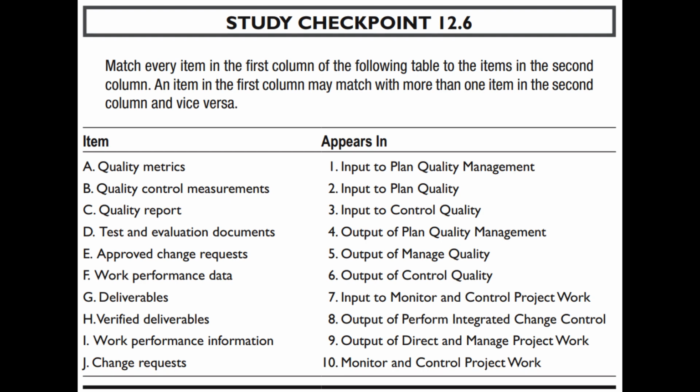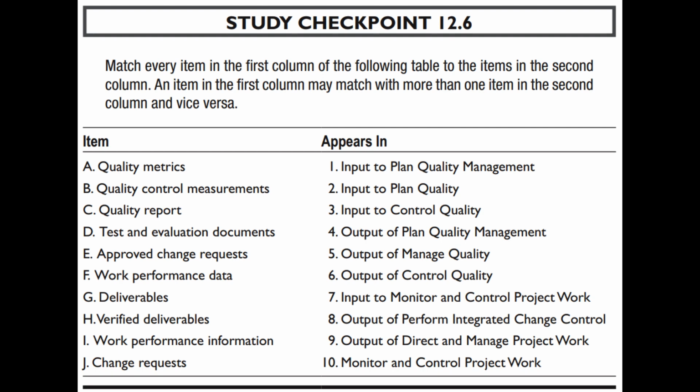An item in the first column may match with more than one item in the second column and vice versa. Item appears in A. Quality metrics. B. Quality control measurements. C. Quality report. D. Test and evaluation documents. E. Approved change requests. F. Work performance data. G. Deliverables. H. Verified deliverables. I. Work performance information.